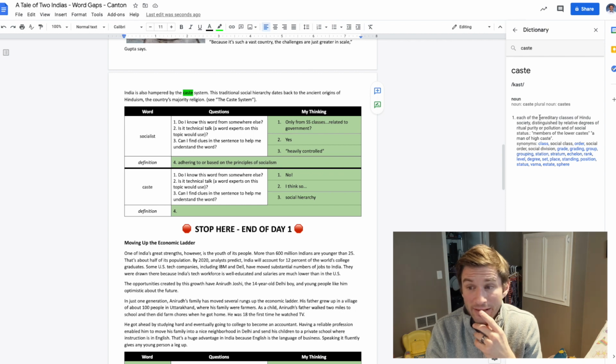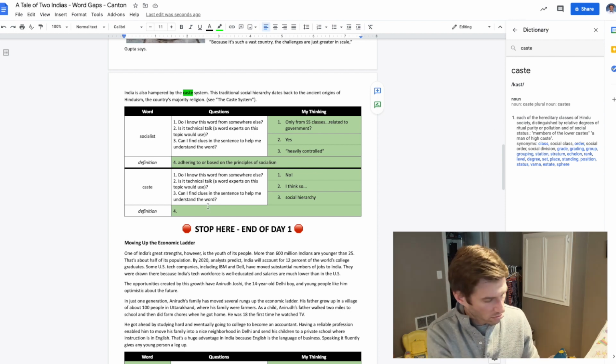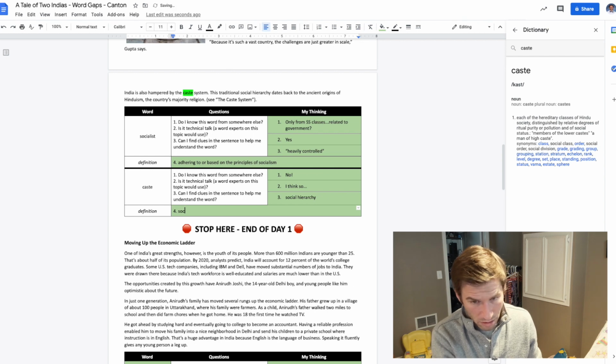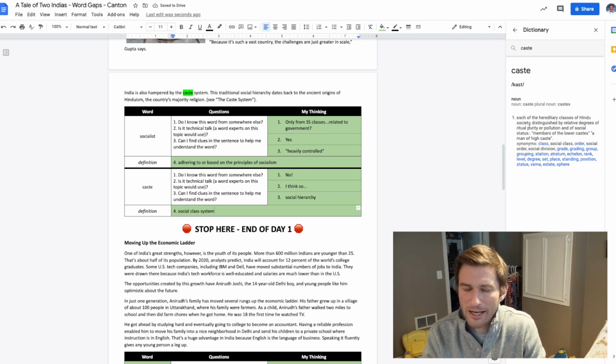Each of the hereditary classes of Hindu society distinguished by degrees of ritual. That gets deep, and then it goes on, members of a lower caste or a high caste, and then we see its synonym, social class. So yeah, it's basically a social class system.